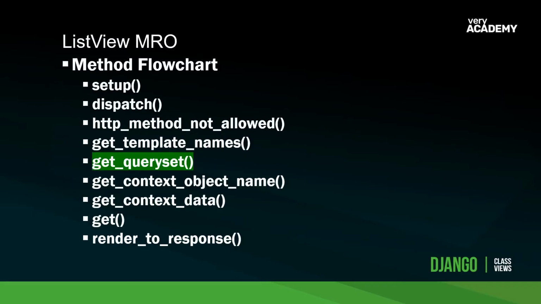Right, let's have a little look at the MRO for this ListView. You can see here we have setup, dispatch, and http_method_not_allowed. Those three things we've touched upon in previous tutorials. I've highlighted get_queryset because we're going to focus on that and expand upon it slightly. That's going to be important here in the ListView.